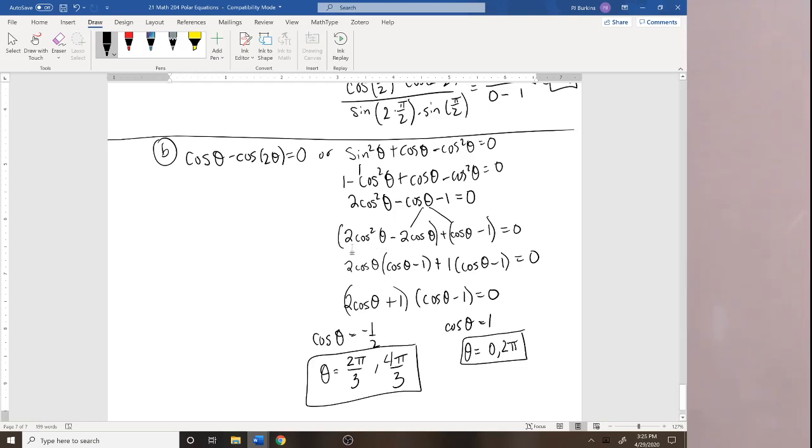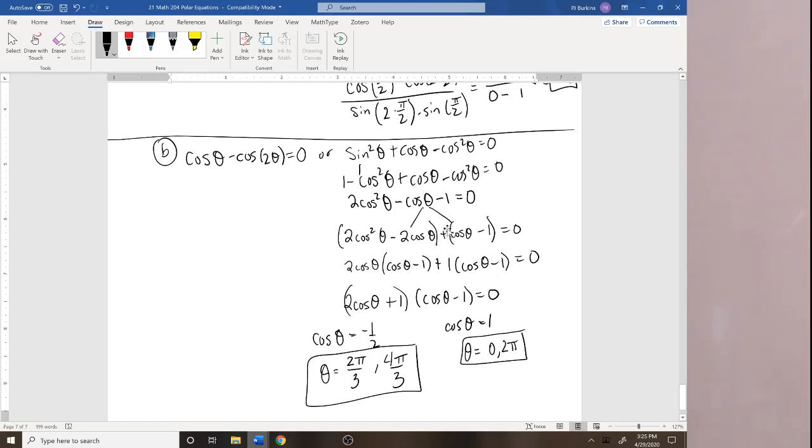And then I grouped the first two and the last two and factored out the common parts. So the first two here have a 2 cosine in common. Taking that out, this is left. And that's great because that's exactly what's in this other one. That means I did it right, if they have the same thing inside.